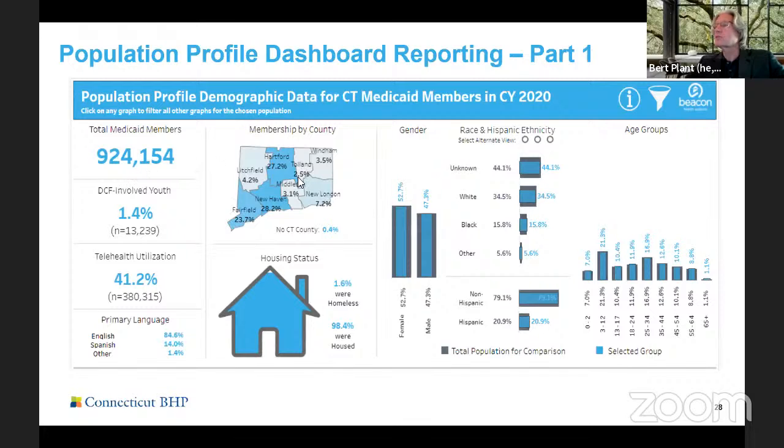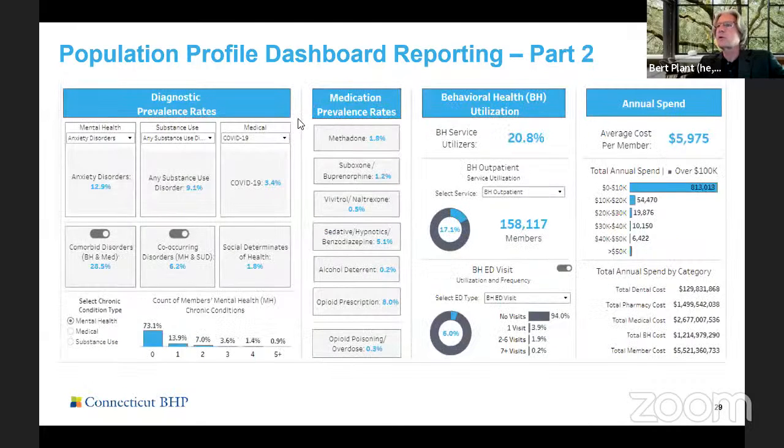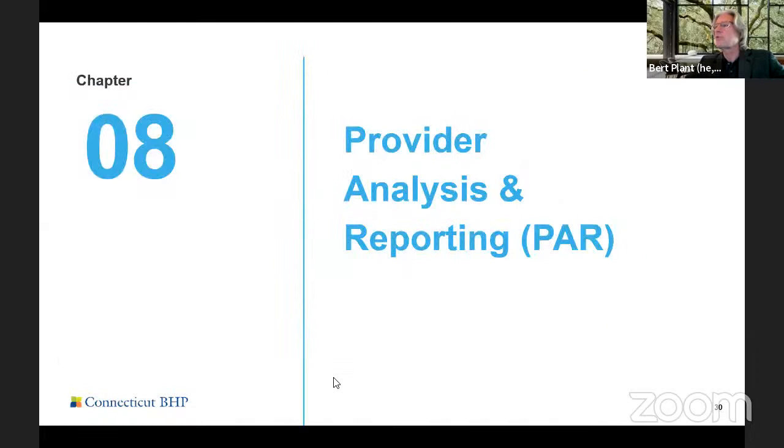Again, just going back to that population profile, I showed you this view before, which has all our demographics and how we can sort that to look at specific subpopulations based on all the factors listed here: age, language, housing status, geography, et cetera. But we can also then see all this other data when we filter it, which is what are the primary mental health, substance use, and medical disorders that various subgroups are demonstrating. How often are they going to the ED or using key services like outpatient or inpatient services? What's the prevalence of various medications for substance use disorder treatment, annual spend, and spend by different categories. So there's really a lot of data here and a lot of power in this population profile.